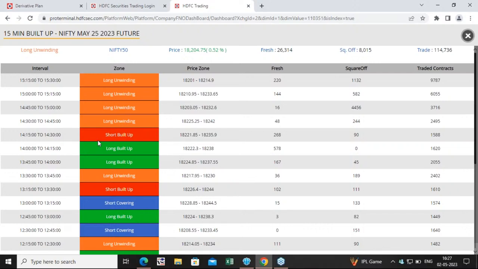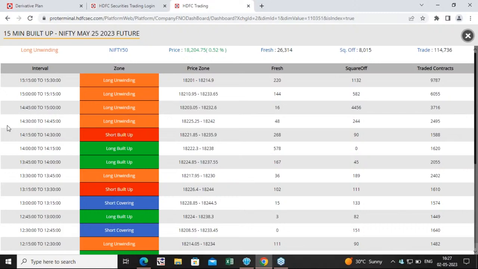Long unwinding and short build up are a bearish outlook. For this I have marked them in orange and red color. Long build up and short covering are bullish. For this we have marked them in blue and green respectively, right? Again, you can see this price zone. Here, in that particular time frame of 15 minutes, what is the low and high of that particular contract, how many fresh contracts have been purchased in that particular time zone, how many positions have been squared off, and how many contracts have been traded in that particular time frame.